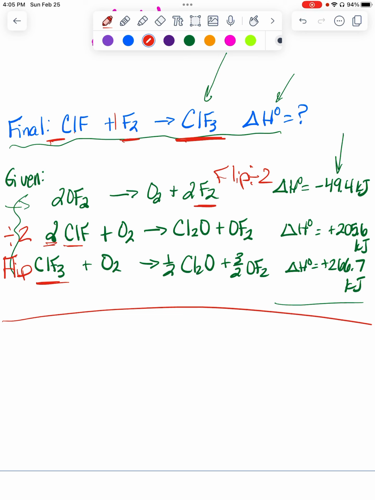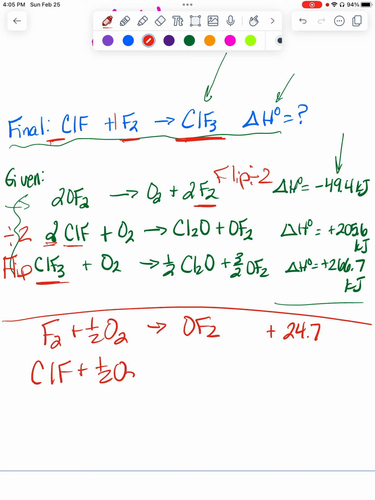So we got a lot going on here. This first one we're going to flip and divide by 2. So F2 plus 1/2 O2 makes OF2. And then you're going to want to flip the sign on the delta H and divide it by 2. And I've already done the work, so I'm going to skip you guys having to listen to me do the calculator. The second equation, we're just dividing by 2. So ClF plus 1/2 O2 makes 1/2 Cl2O plus 1/2 OF2. Again, divide your delta H by 2, you get 102.8.